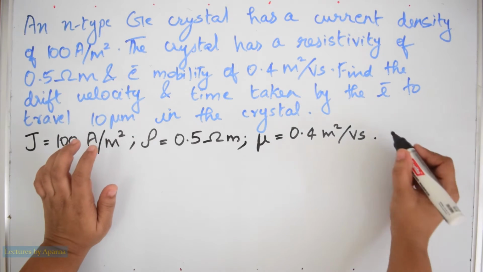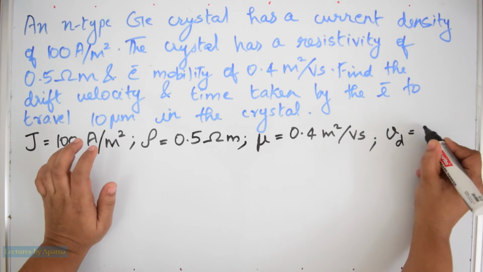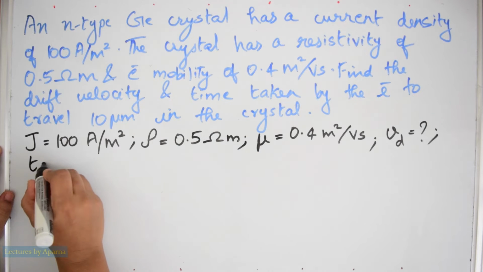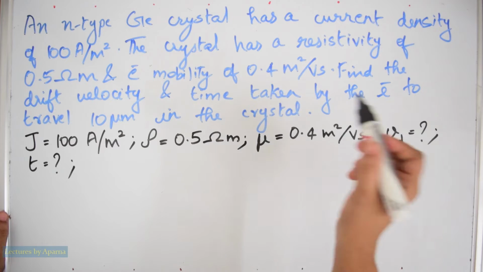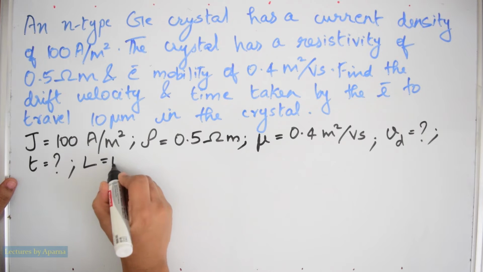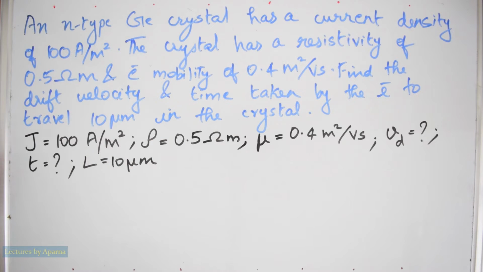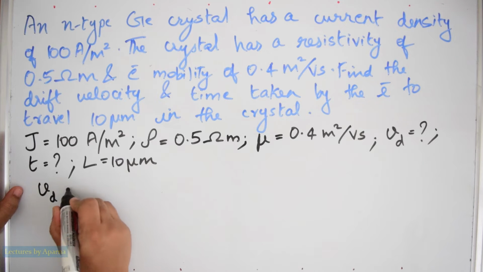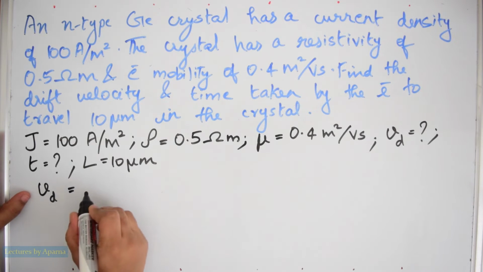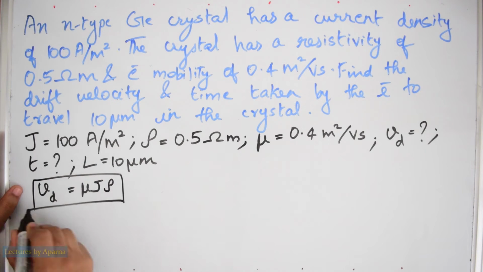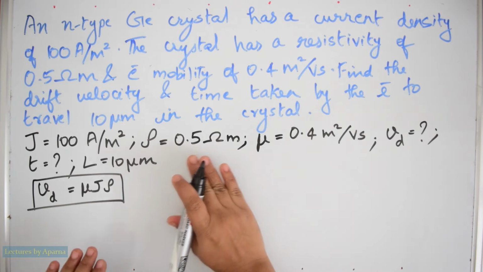Find the drift velocity Vd and the time taken by the electron to travel 10 micrometer in the crystal. So L is equal to 10 micrometer. Now to crack this problem, we have to know the formula for drift velocity. Drift velocity Vd is given by mu J into rho. Okay. So now we have to substitute these values into this equation.